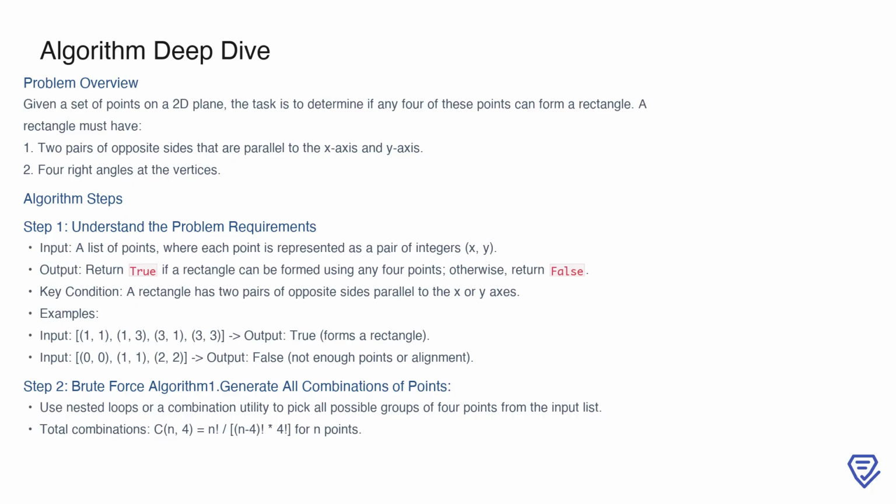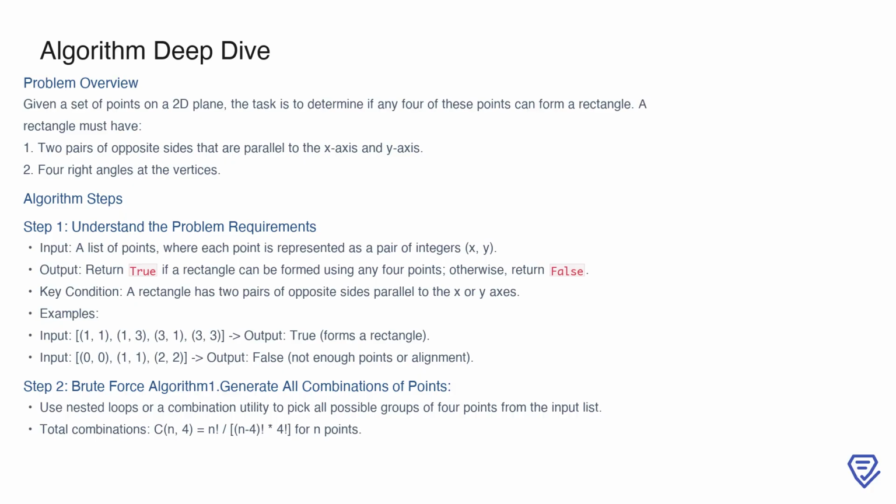For example, if the input contains points like (1, 1), (1, 3), (3, 1), and (3, 3), these form a rectangle, so we return true. But if the points are (0, 0), (1, 1), and (2, 2), we cannot form a rectangle due to insufficient alignment, so we return false.